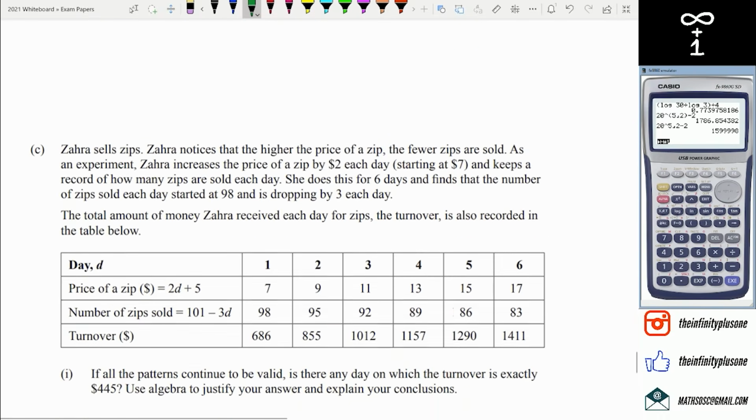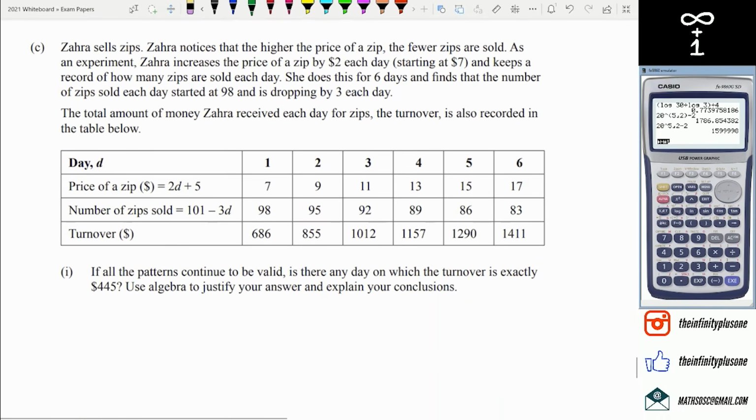And then we're going to our last question. Are we going to the last question? No, the second to last question. All right, it looks like a bit of reading to do. Pause the video and then let's have a go.